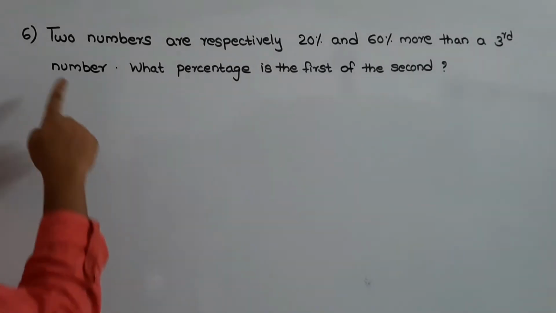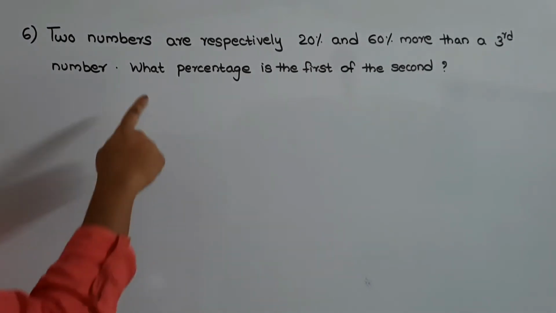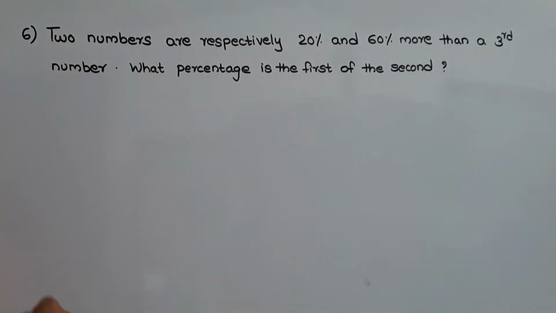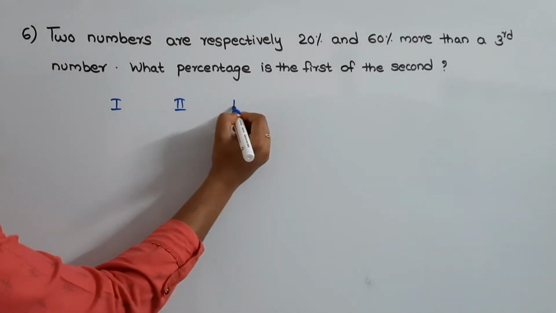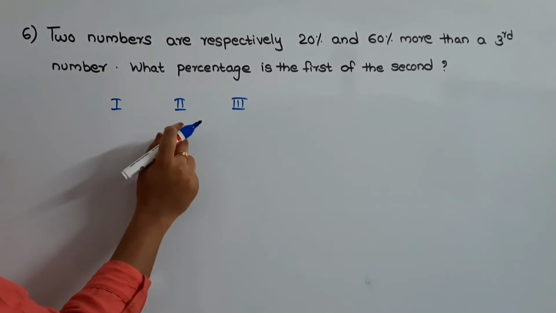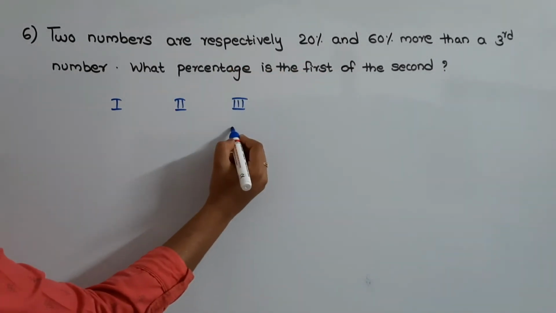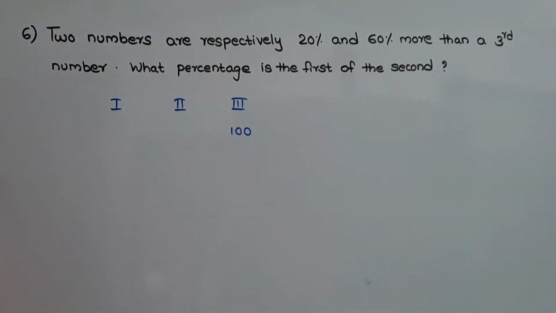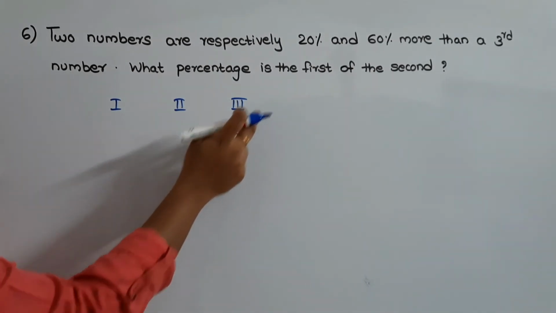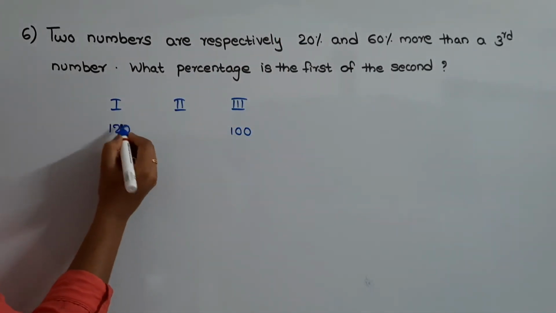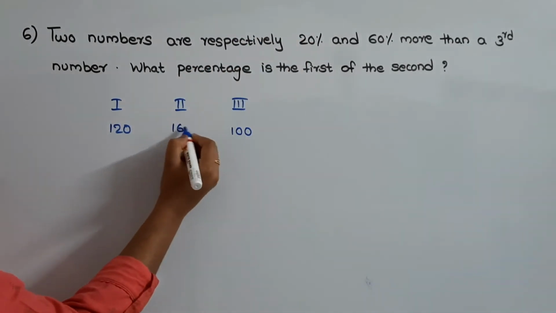The next question is, two numbers are respectively 20% and 60% more than a third number. What percentage is the first of the second? So, in this question, they are telling that there are three numbers. Okay. And the first and second number is 20% and 60% more than a third number. So, let us take third number as 100. And they are telling that first number is 20% more than third number. So, that will be 100 plus 20, that is 120. Okay. And the second number is 60% more, that is 100 plus 60, that is 160.